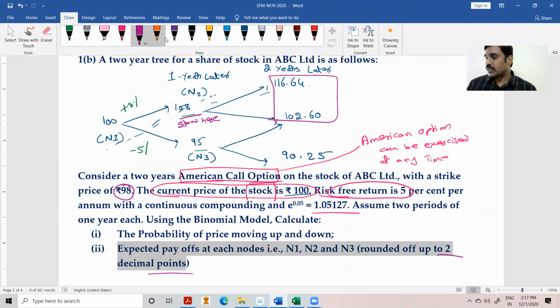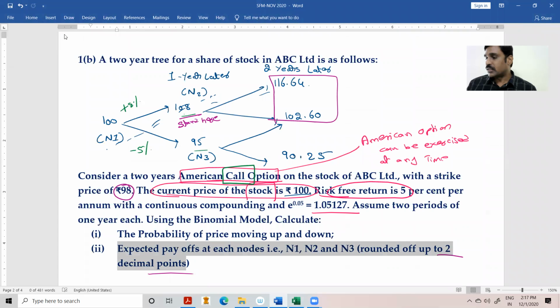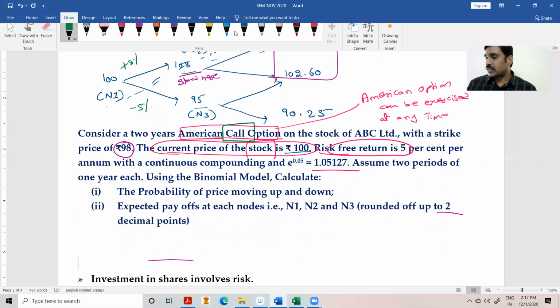We are using a call option. Call option means if the market price is more, we will exercise the option. So we'll exercise the option and purchase the stock at 98 and sell in the market at 116.4. So therefore 116.4 minus 98. What is that 116.4 minus 98 stands for? Numbers are fine, but what is going on there?